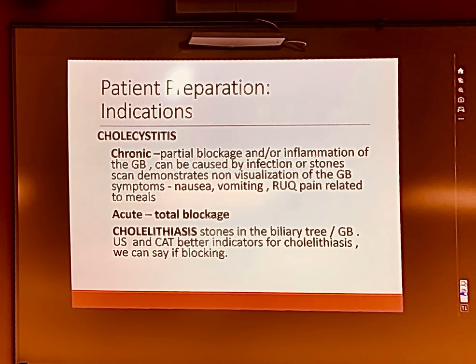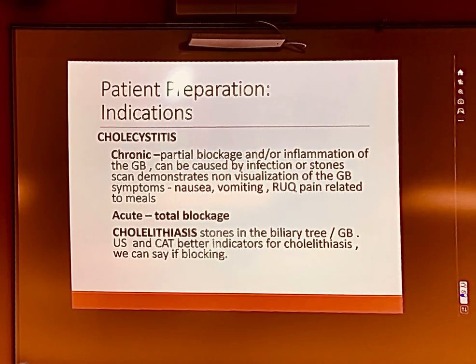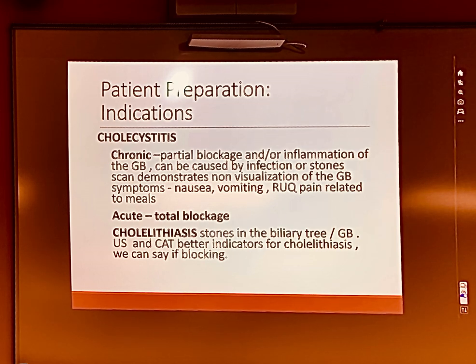Chronic cholecystitis is a partial blockage or inflammation of that gallbladder wall, and that can be for a lot of reasons. You can have chronic cholecystitis just from poor diet, some kind of infection, or gallstones. But all of these patients, whether you have acute or chronic cholecystitis, almost all of them have right upper quadrant pain, nausea, and vomiting. The vomiting, nausea, and pain are worse with food.